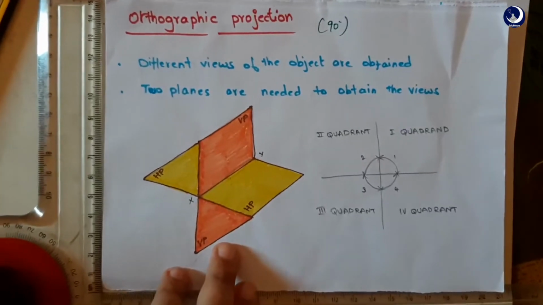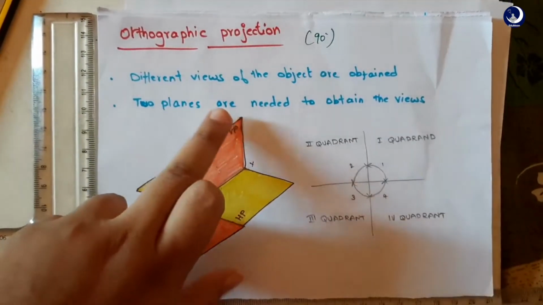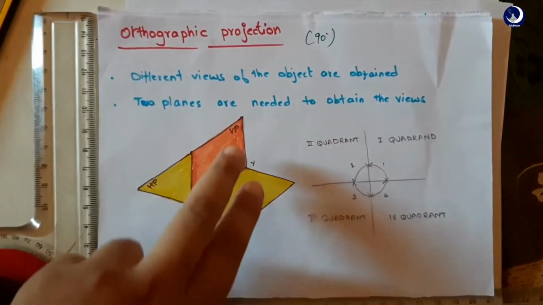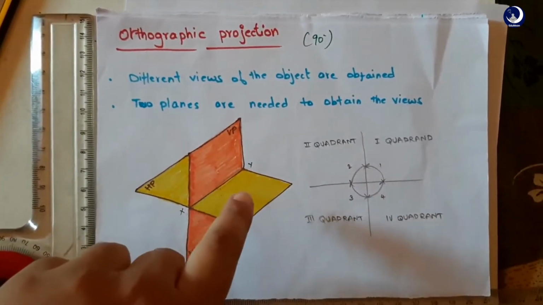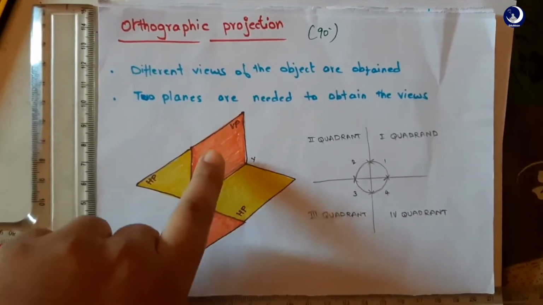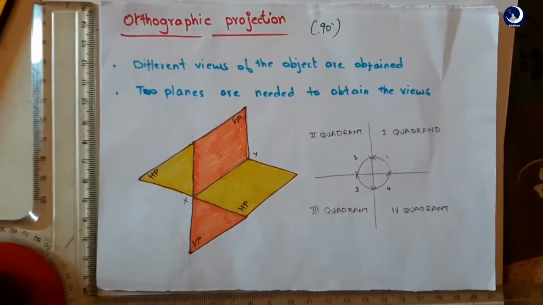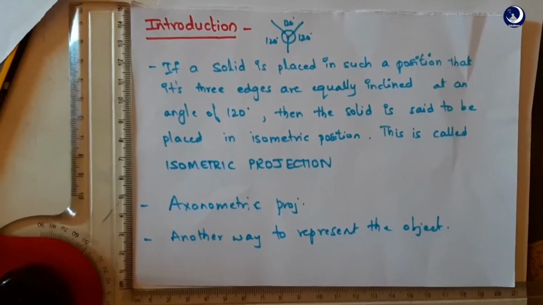As we studied in orthographic, different views are obtained of an object. We first place an object and we study the object by looking at it in different views. As we all know, HP and VP are perpendicular to each other. Okay, let us take a look at the introduction for this topic.